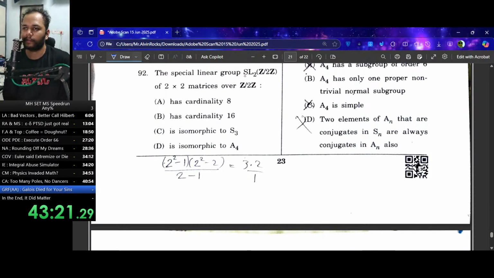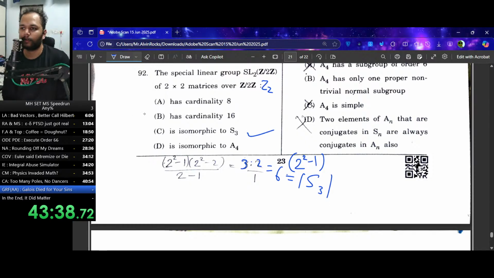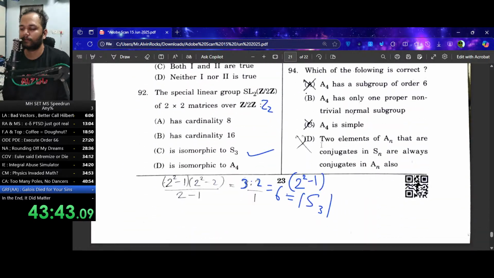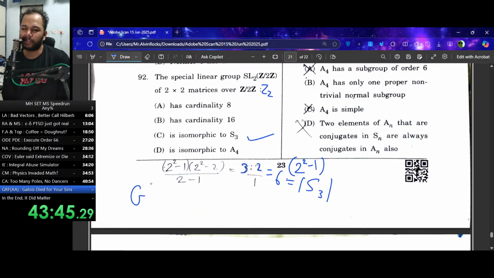Right, SL2 over Z2. So over Z2 it is (p to the power 2) to the power 2 minus 1. Same as this, 3 into 2, which is 6. 6 means the order of S3. It's isomorphic to S3. In fact, I think GL2 over a field of 2 elements is isomorphic to S3.